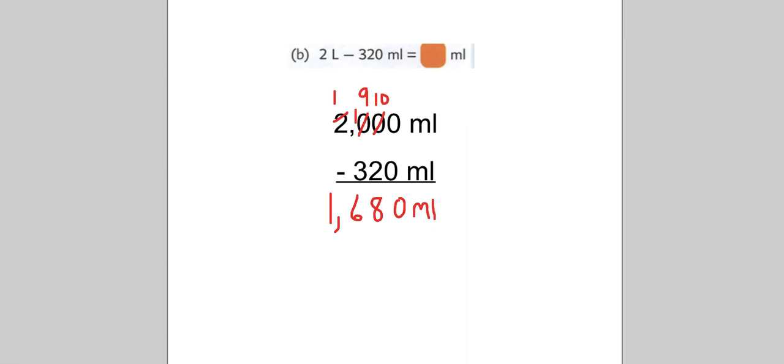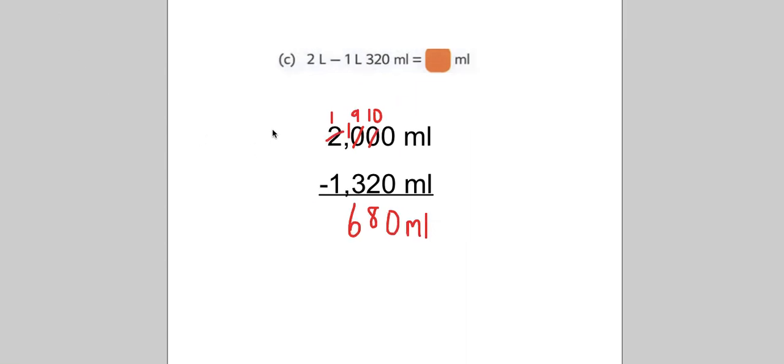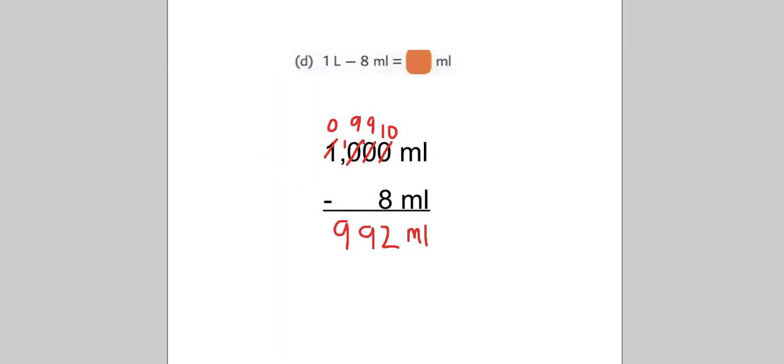Okay, let's look at C if we see anything similar. Now we have 2 liters minus 1 liter, 320 milliliters. So we're going back to another liter here. So we're back to 680 milliliters. Good job. Let's look at D. Okay, so for D, we're converting 1 liter, which is 1,000 milliliters, minus 8. And you will realize you have 992 milliliters. So if you were to count up to 1,000, that's what you would get.